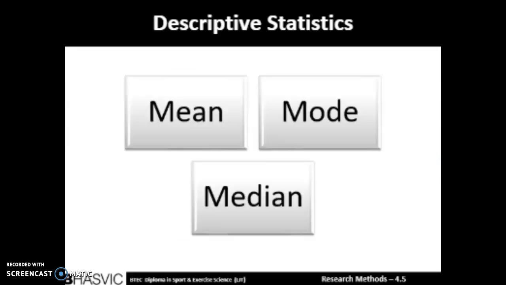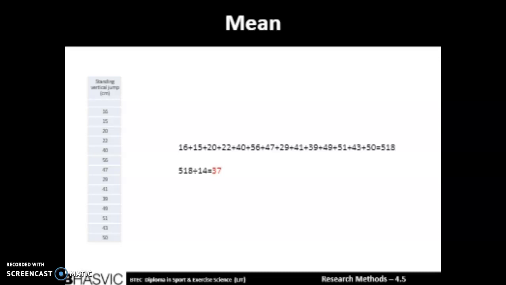Part 3. Descriptive statistics can be in mean, mode or the median. The mean is the measure of central tendency that is calculated by adding up all of the values and dividing the answer by the number of values. This can also be known as the average. Here in our example, we added all of our scores together, where this added up to 518, where we then divided 518 by the number of results we had, which is 14, and which gave us the mean score of 37.